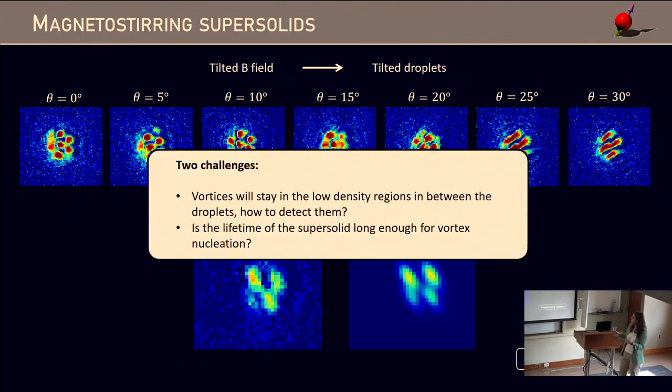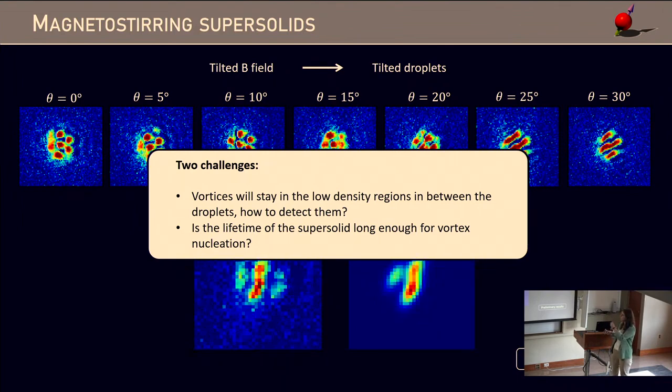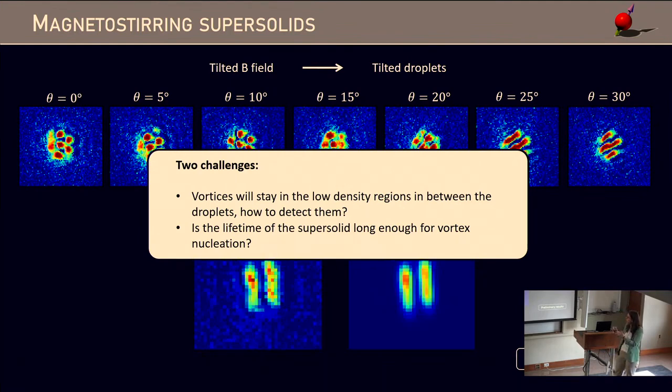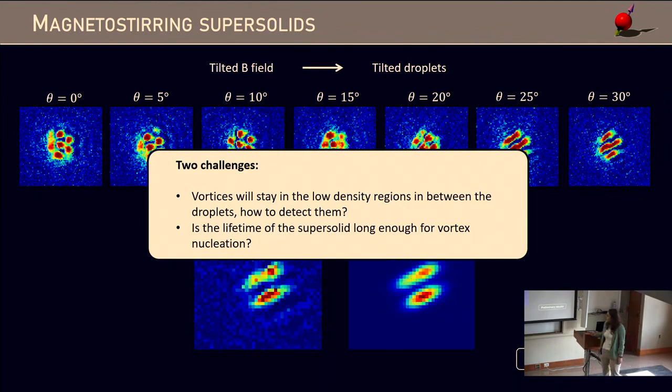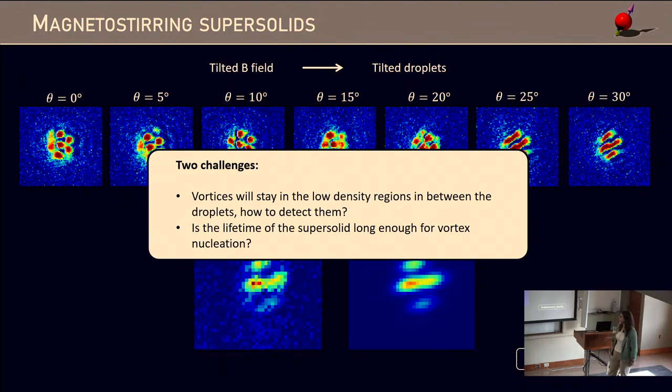Now there are 2 main challenges. The first one is that when you produce vortices inside the system, they will stay in the low density region in between the droplets. And so the question is, how can we actually detect them? And second, is the lifetime of the supersolid, in particular during the rotation, long enough to observe a vortex nucleation?